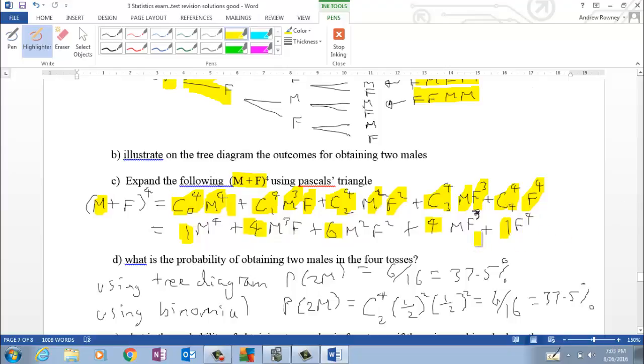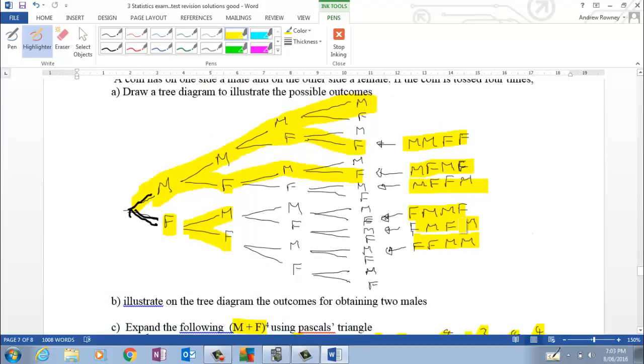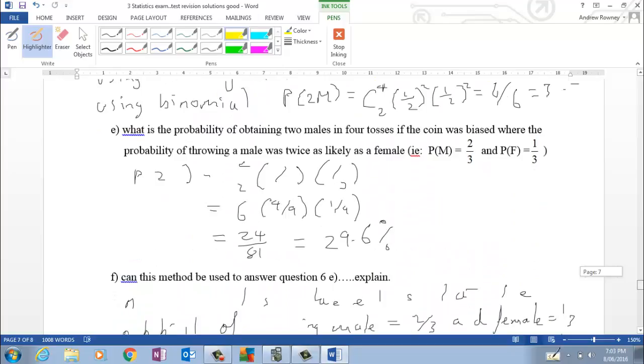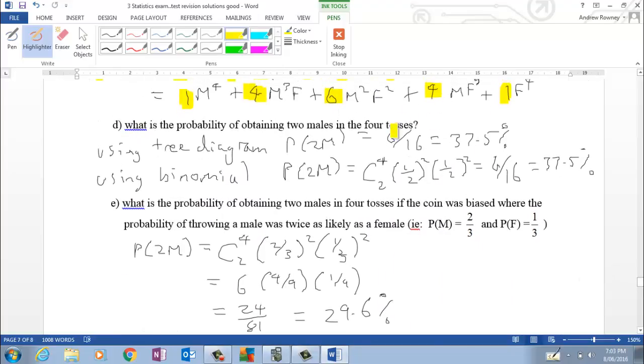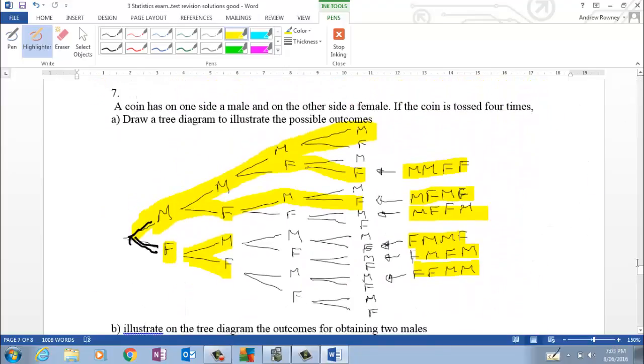Now, what's the probability of obtaining 2 males in the 4 tosses? We could use the tree diagram above. We did that before, where there are 6 options, 1, 2, 3, 4, 5, 6 out of the total 16. So we could say that it is 6 out of 16, which is 37.5%. Or we could use the binomial theorem, which you've just done above there.